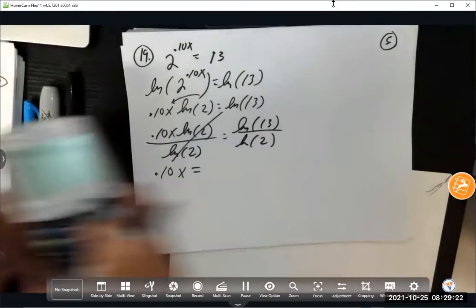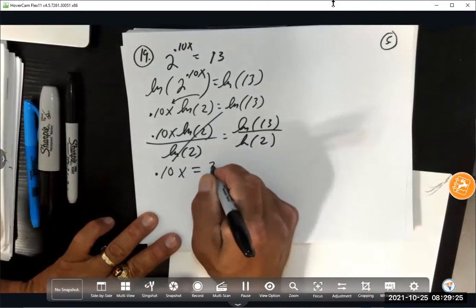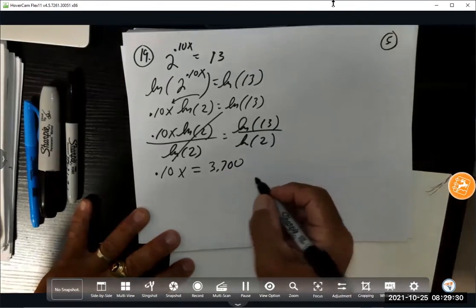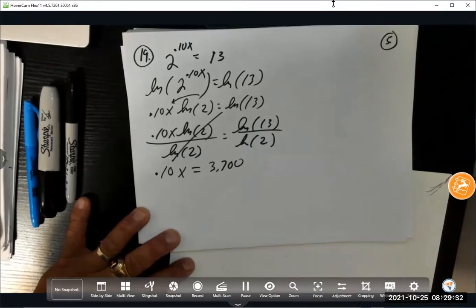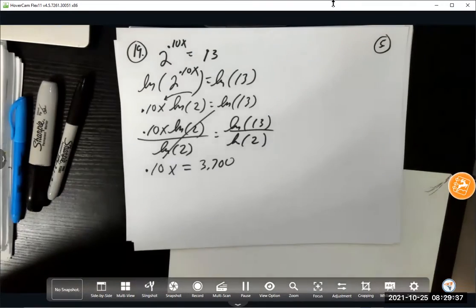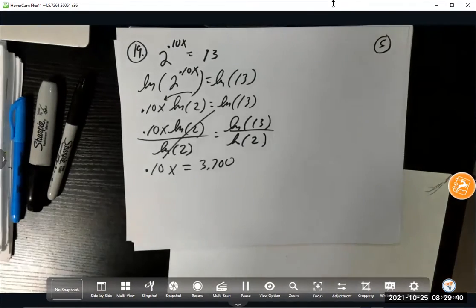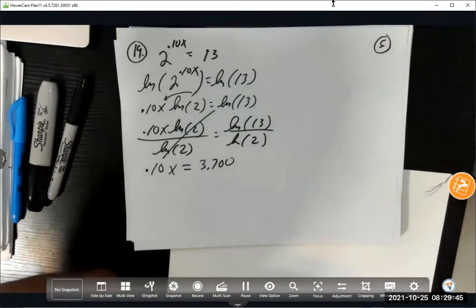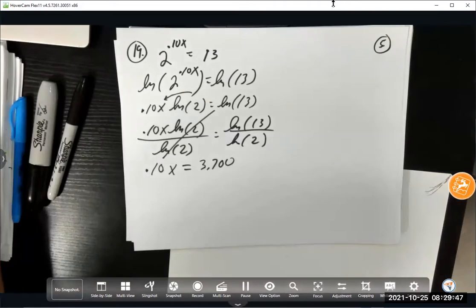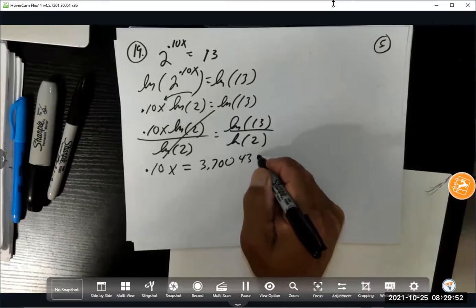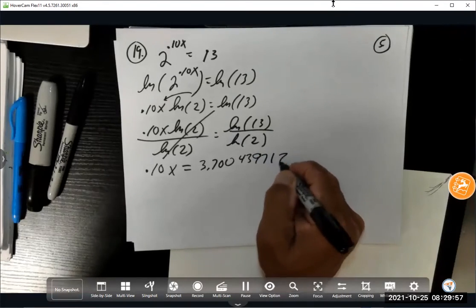Ooh, big long number. I got 3.700. Yes or no? What do you get? Give me all the other numbers. ln 13 over ln 2 is 3.700439718. Okay, there it is right there.